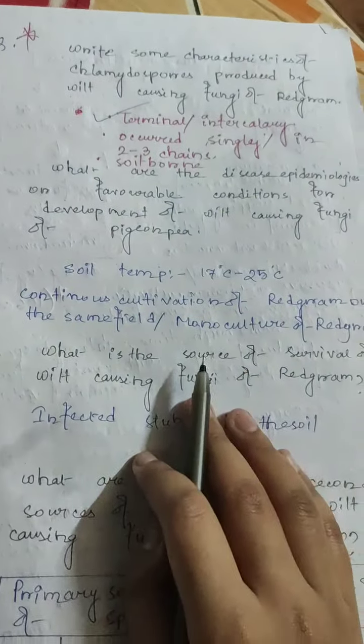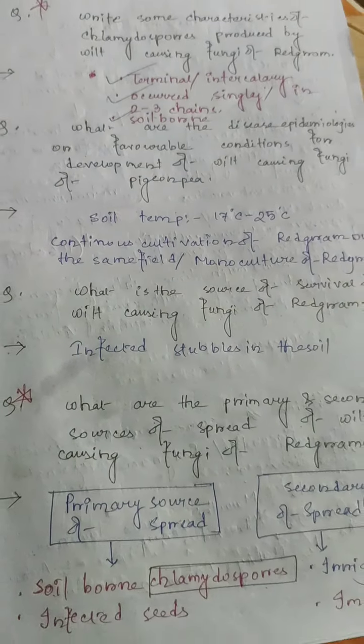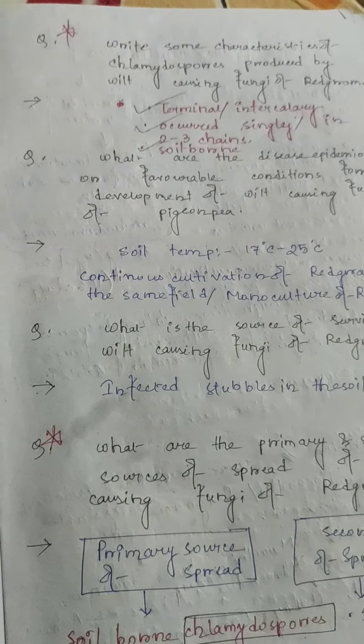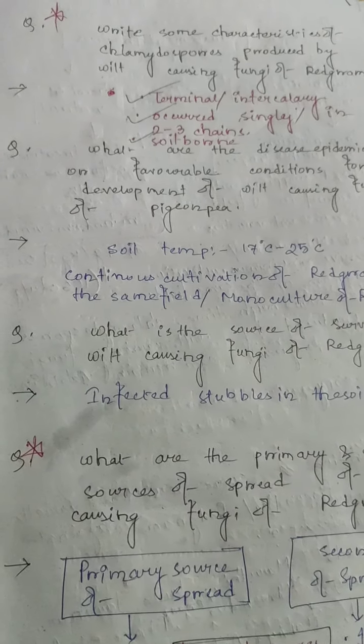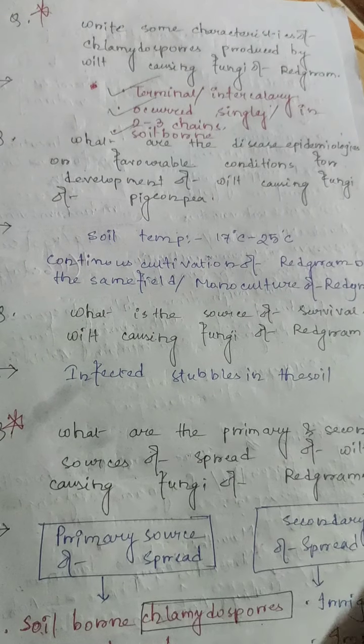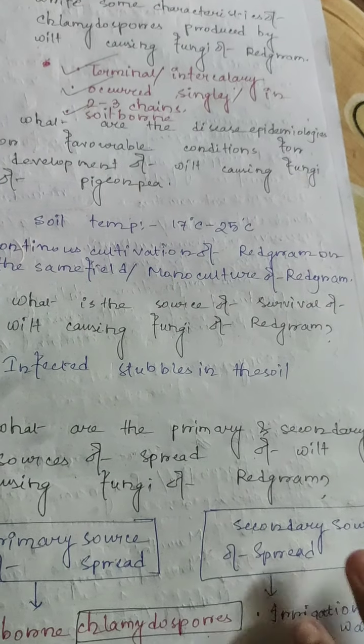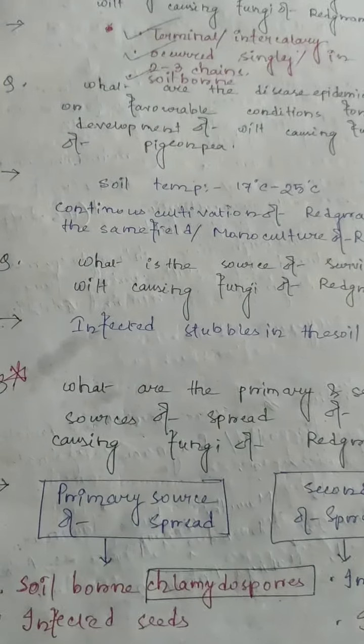Chlamydospores are terminal or intercalary, occurring singly or in 2 to 3 chains. Chlamydospores are soil-borne. What are the disease epidemiologies or favorable conditions for development of wilt causing fungi of PGNP?